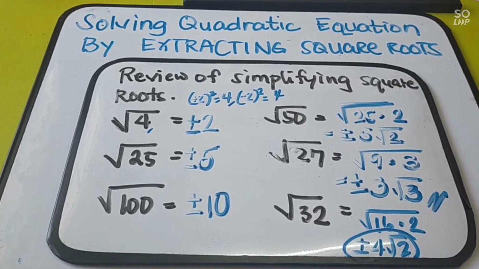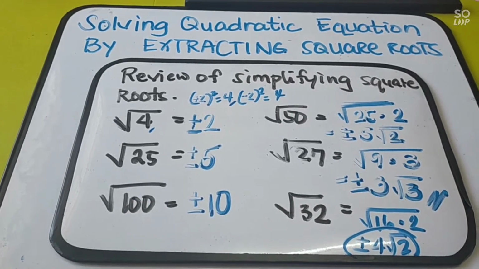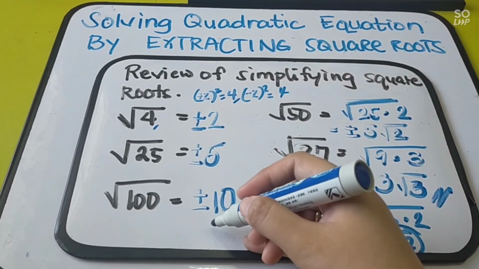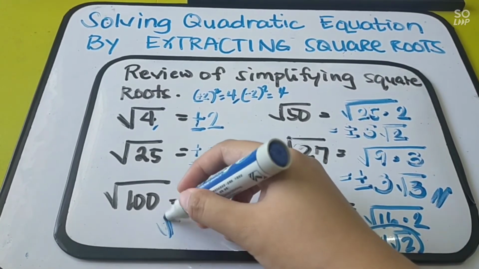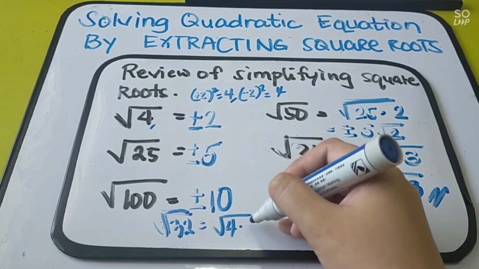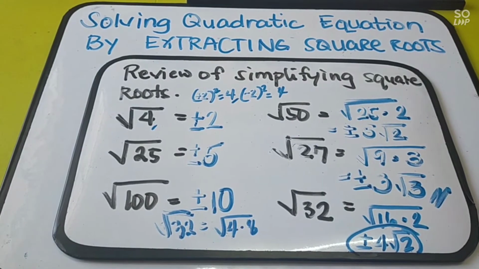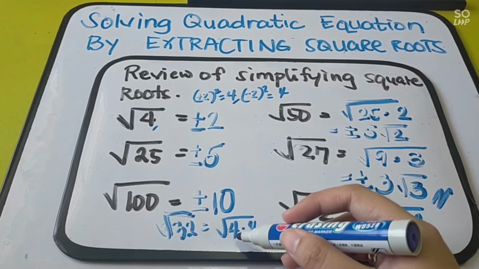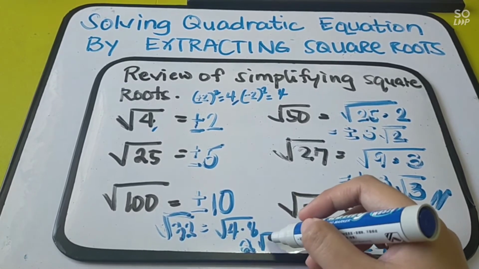4 and 8. Pwede. What if 4 and 8 nga yung naisip mo? So, sa square root of 32, ang naisip mo ay square root of 4 times 8. If you multiply 4 times 8, the answer dito is 32 pa din. Yes, correct. So, find the square root of 4. We have here 2 square root of 8.